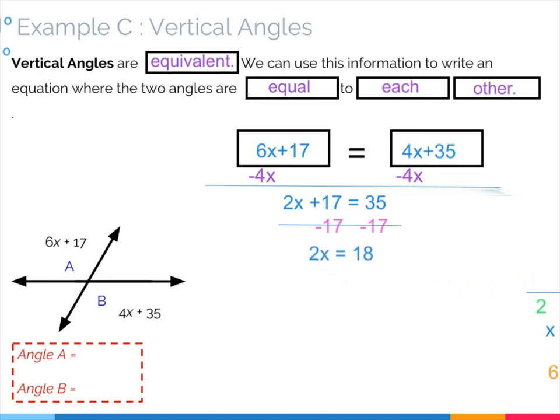Now I need to get rid of my coefficient by dividing by 2 on both sides. So divide 2x by 2, 18 by 2. When I do that, 2 divided by 2 is 1, or 1x. 18 divided by 2 is going to be 9, so x equals 9.